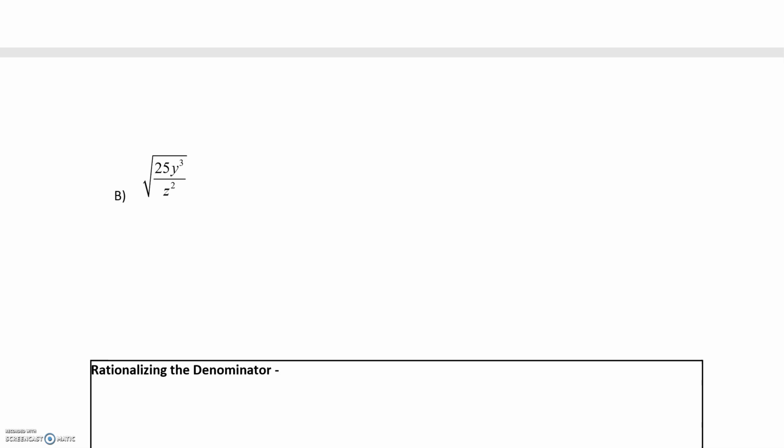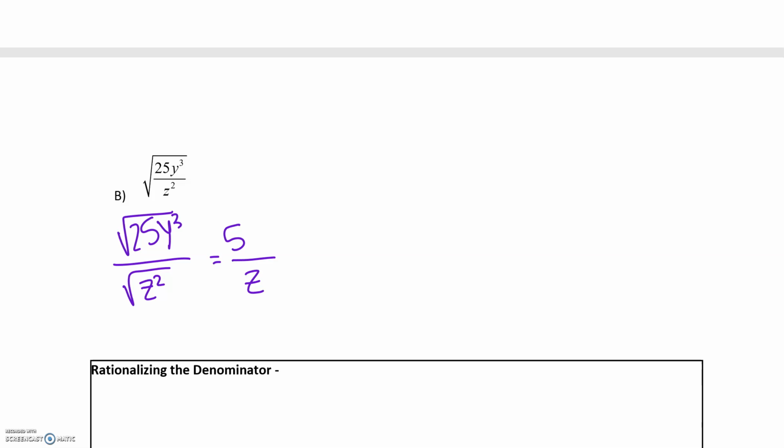Our next one, we've got a perfect square on the bottom. So if we have 25y cubed over the square root of z squared. We know the square root of z squared is just z. The square root of 25 is 5.